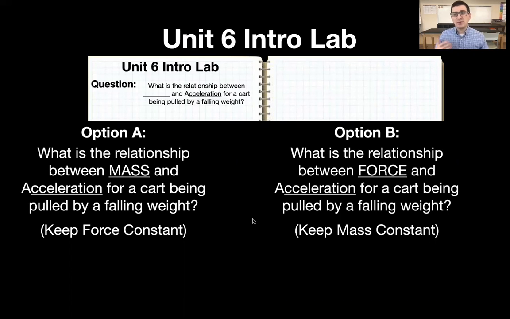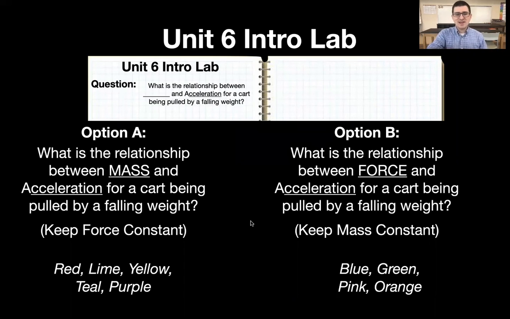So if you miss class or you don't remember which group you were, approximately it's going to be the red, lime, yellow, teal, and purple teams on option A, and the blue, green, pink, and orange teams on option B. Just try to think about which team you're at, and maybe if you're sitting at the green team but you're working with the red team, just make sure you get your option right, so you don't have to rewrite your whole lab when you come to class.